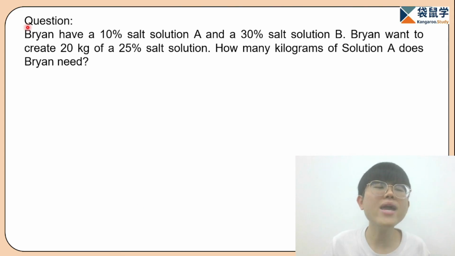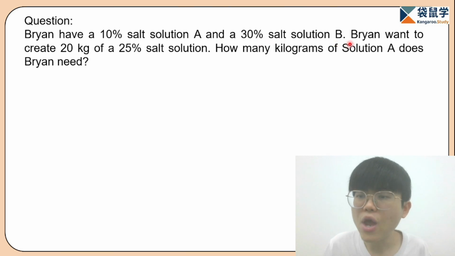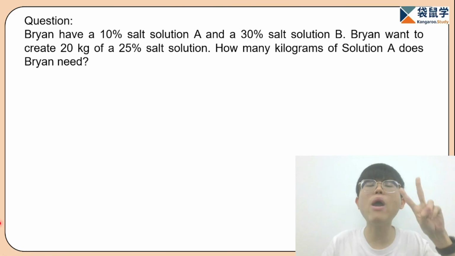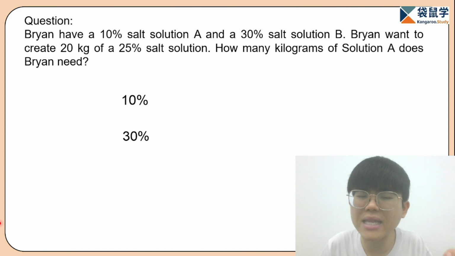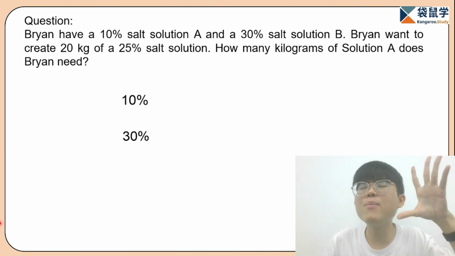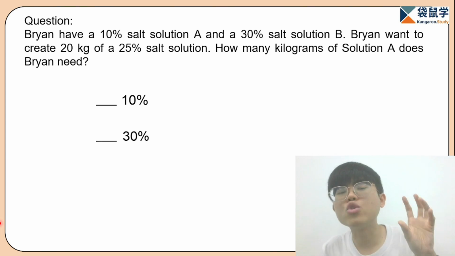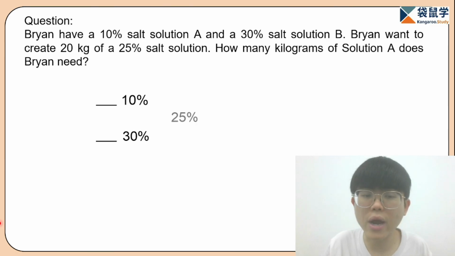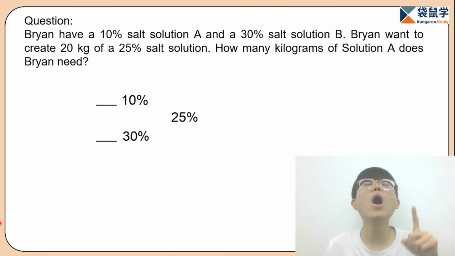Brian has a 10% salt solution A and a 30% salt solution B. Brian wants to create 20 kg of 25% salt solution. How many kilograms of salt solution A does Brian need? So we can just apply the cross method. We have two solutions, the 10% solution and the 30% solution. We want to mix these two solutions and the result will be 25%. We do not know the weight of these two solutions, right?